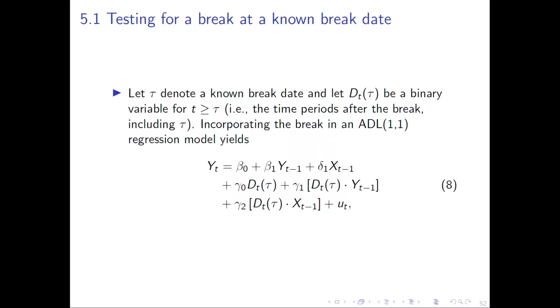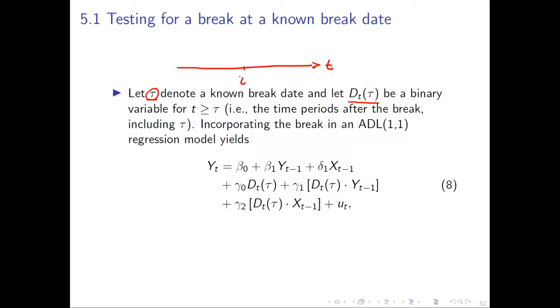If we know the break date, we denote the tau here as the date of the break. And then we can make this binary variable called dummy D_t of tau, and it's 1 if the date is after the tau date. Let's just write this down.